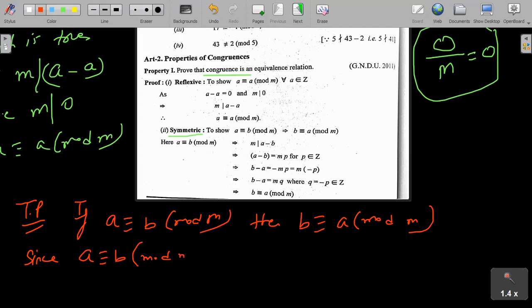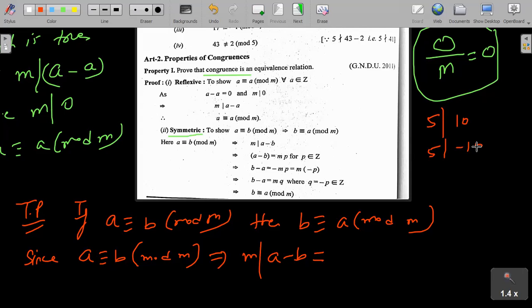Now we will just apply definition. Now since A is congruent to B mod M, इसका मतलब क्या हो गया? M divides A minus B. So you see, अगर कोई नंबर मेरा 5 है, 5 divides 10, तो 5 also divides minus 10. कोई प्रॉब्लम तो नहीं है. 5, 10, आप माइनस साइन लगा दो, माइनस साइन हटा दो, कोई फर्क तो नहीं पड़ता डिवीजन में.